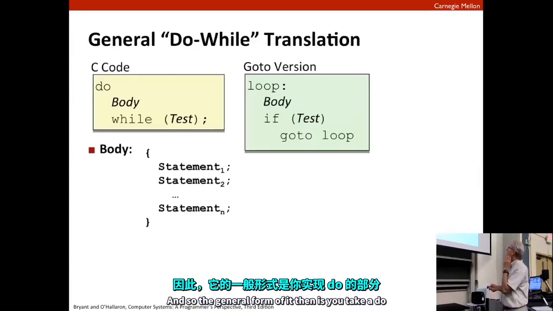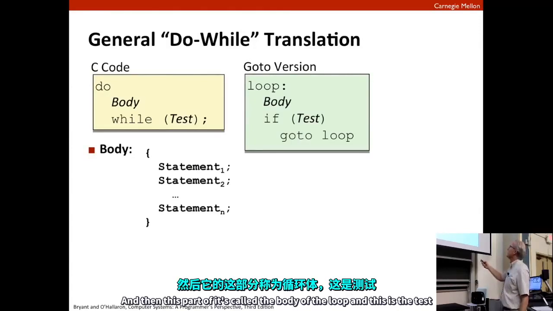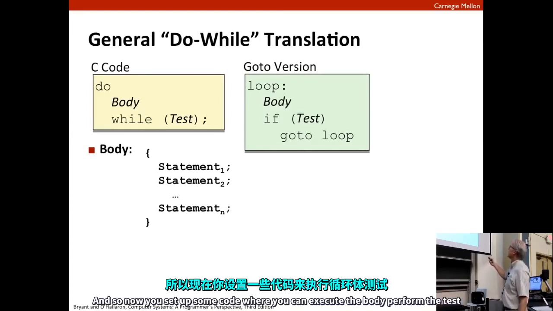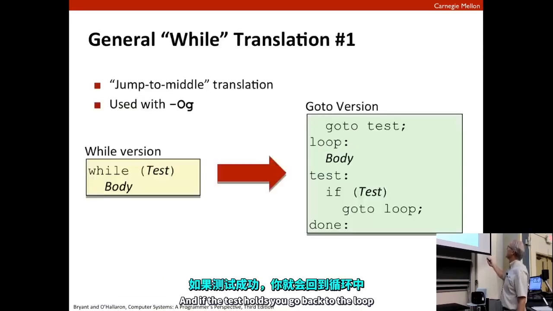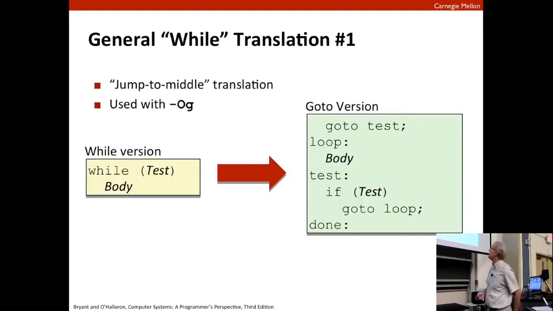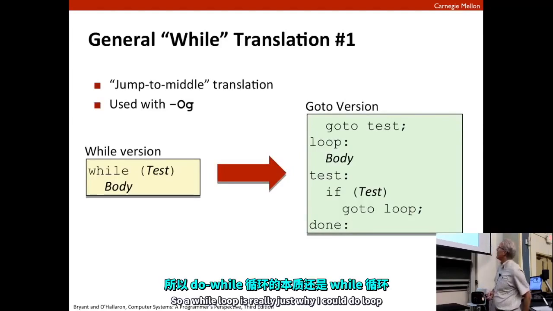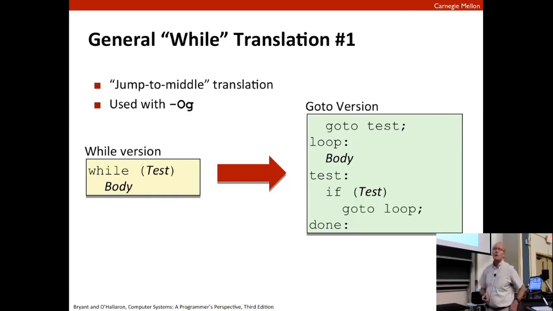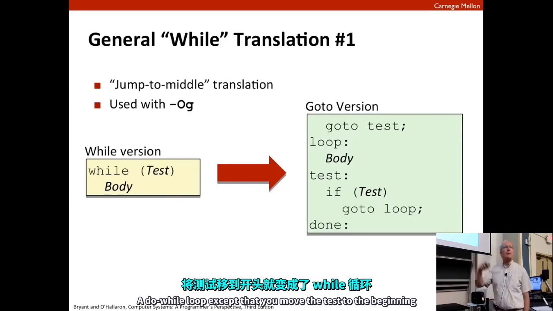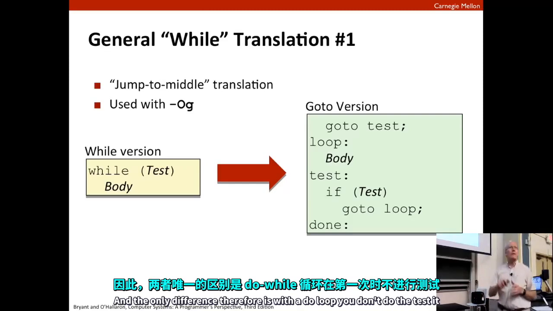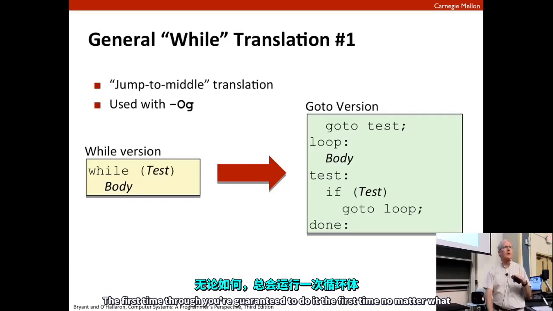And so the general form of it is you take a do, and then this part of it is called the body of the loop, and this is the test. And so now you set up some code where you can execute the body, perform the test, and if the test holds, you go back to the loop. So a while loop is really just like a do-while loop, except that you move the test to the beginning. And the only difference, therefore, is that with a do loop, you don't do the test the first time through. You're guaranteed to do the body the first time no matter what.